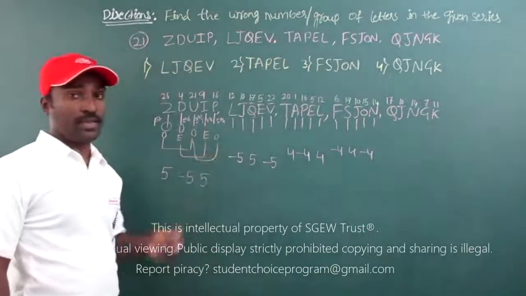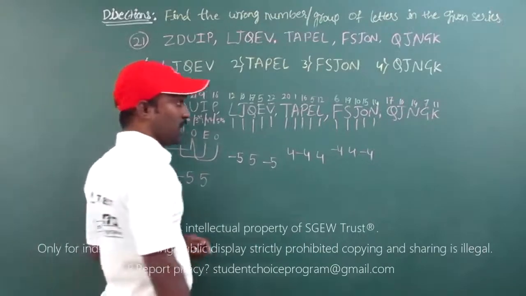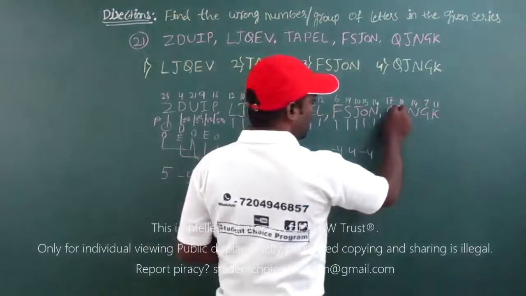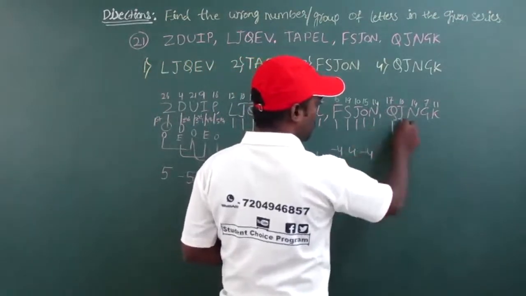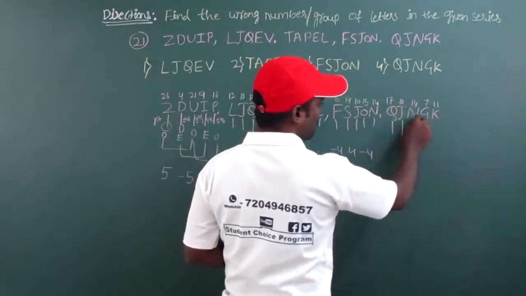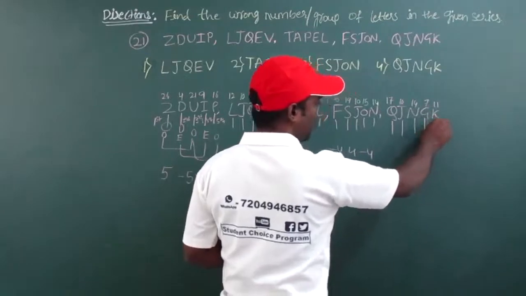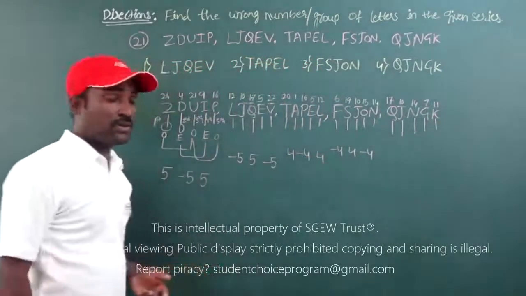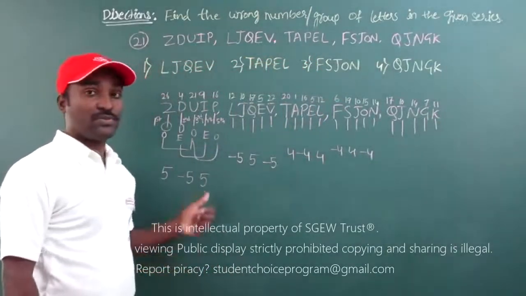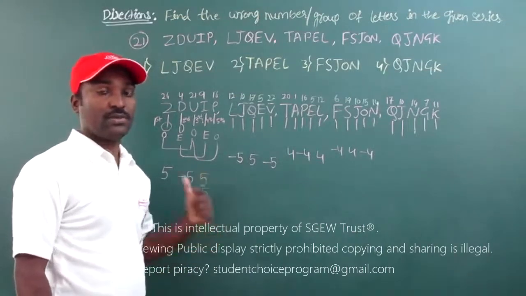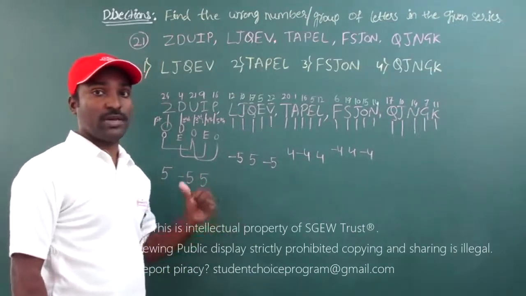Now move to the next. That is the last set of letters. 17 is the first position. J, that is 10, is the second position. 14 is the third position. 7 is the fourth position. 11 is the fifth position. Now what we have to do: first position minus third position, second position minus fourth position, third position minus fifth position.